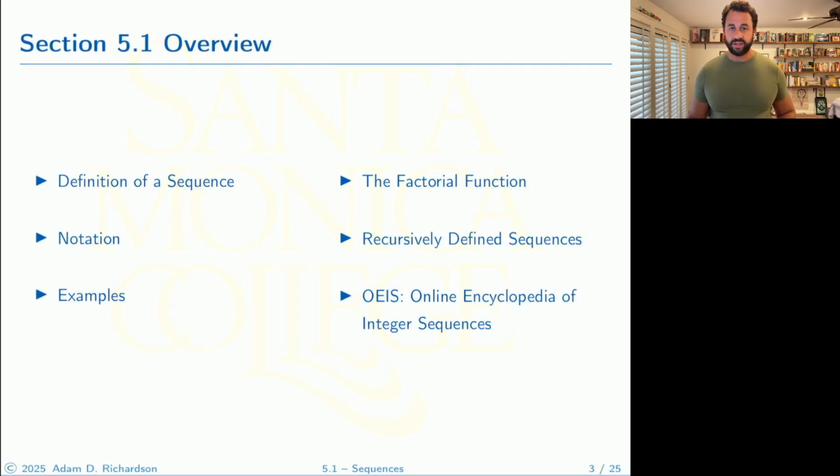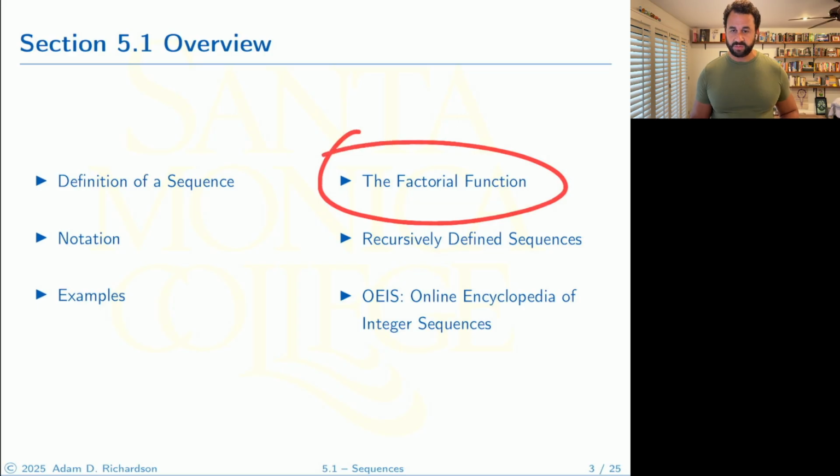All right, let's look at today's section, section 5.1. We're just going to start with the definition of a sequence, talk about a little bit of notation. We're going to do a whole bunch of examples. There's a lot of examples in this section. We're going to talk about a very special function called the factorial function.